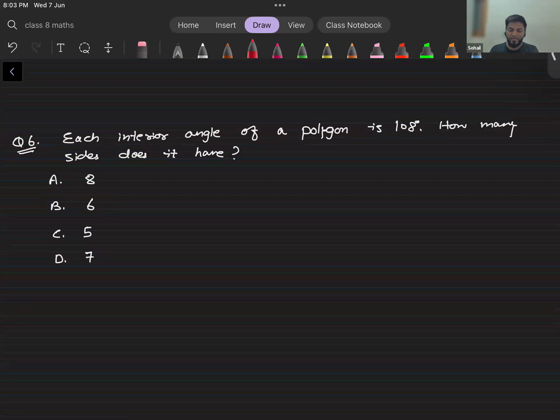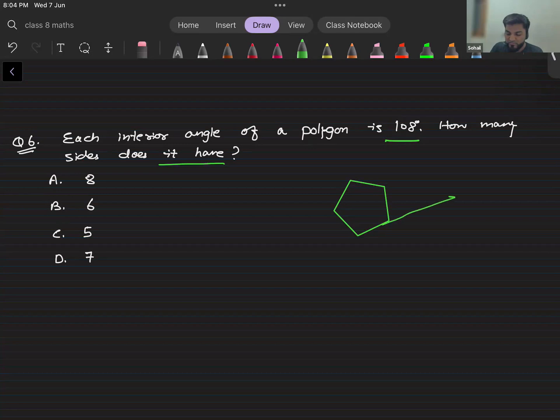Each interior angle of a polygon is 108 degree. How many sides does it have? Right, guys? Each interior angle is 108 degree. How many sides does it have? Let's say this is any given random polygon. It does not necessarily need to be what I'm drawing here. It could be another polygon also. Don't assume it to be the answer.